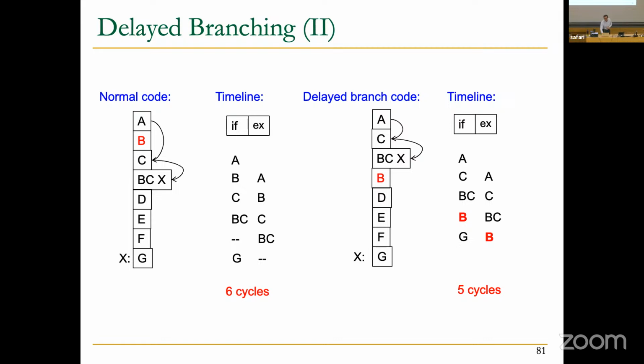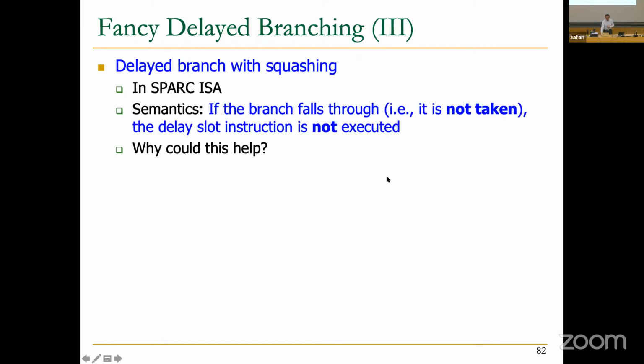So you need to be able to fill the delay slot. If the delay slot is 1 cycle, in this case, we filled it. Does this make sense? Okay, so this doesn't always work. That's why people introduced the idea of delayed branch with squashing, and it's used in the SPARC ISA. If the branch falls through, in other words, it's not taken, the delay slot instruction is not executed.